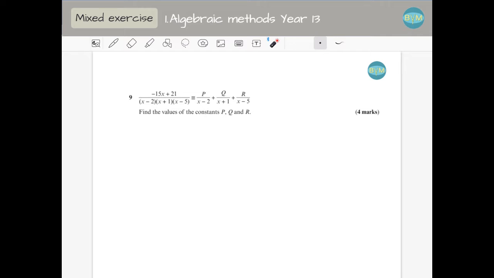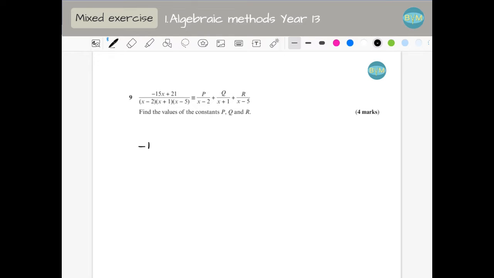Hello, this is question 9 on your mix exercise 1 from year 13. You have to write this algebraic fraction in partial fractions. So we have to find P, Q, and R. It's just a bit long question.